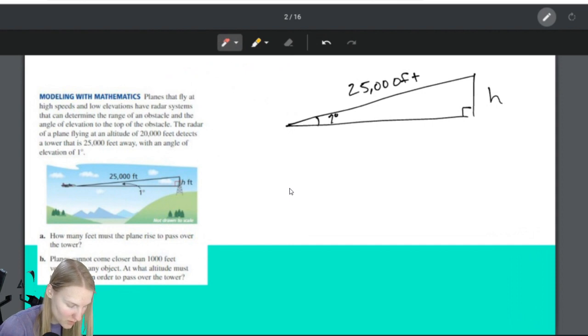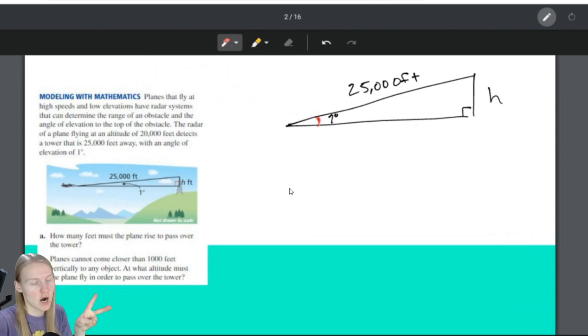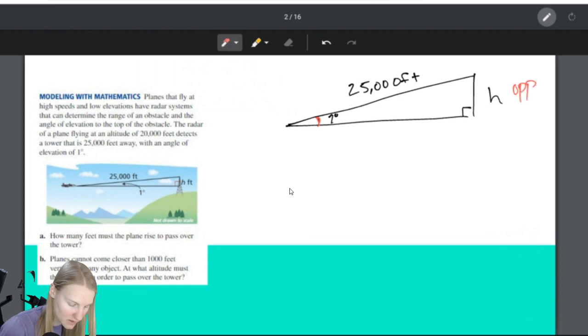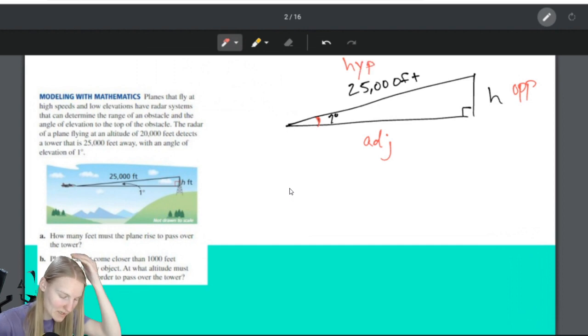First thing I'm always going to do is mark my diagram. Hopefully you've seen that theme throughout this year that Mrs. Dodge will tell you. Make a diagram, mark it, love it, use it. So if this is the angle that I'm looking at, that makes this the opposite. This is the adjacent, and of course, my hypotenuse is always opposite the 90-degree angle.